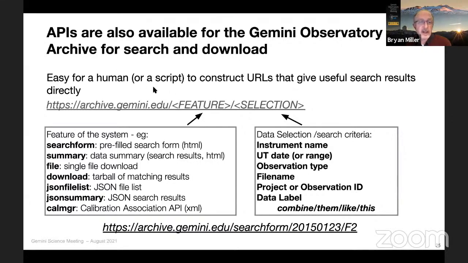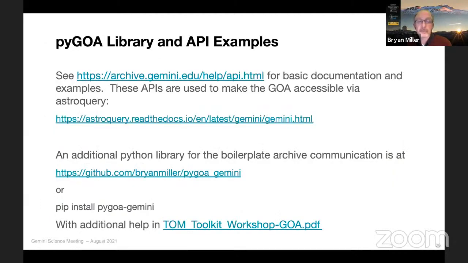The archive has RESTful APIs, which allow you to do things like doing searches, downloading files, looking for calibrations and things like that. So it's just one example of a query you can do, and some other potentially useful information, various libraries you can use. This URL gives the documentation for those APIs. And these are used now to make the GOA accessible via Astro Query. So take a look at this link for instructions for that. That can be extremely useful.